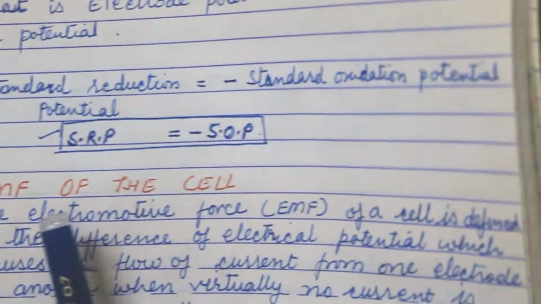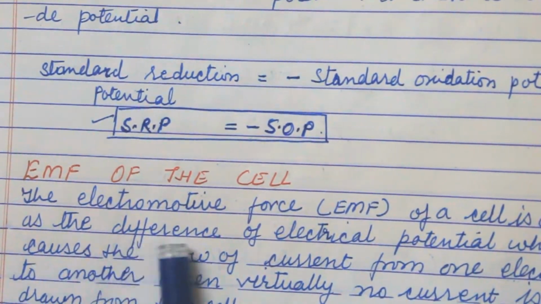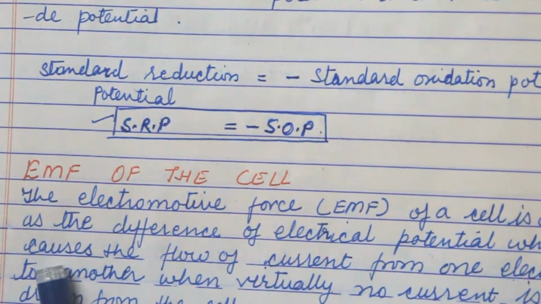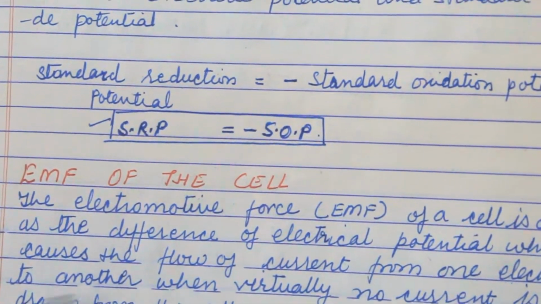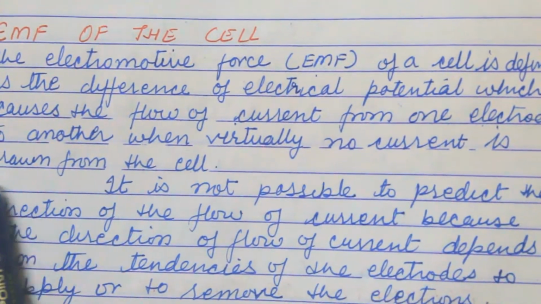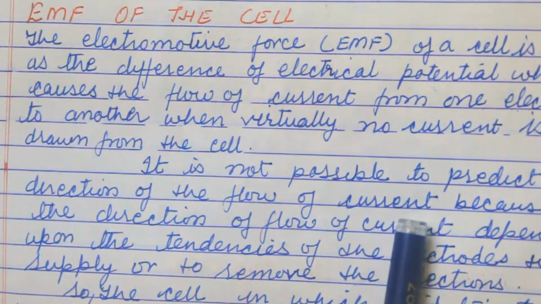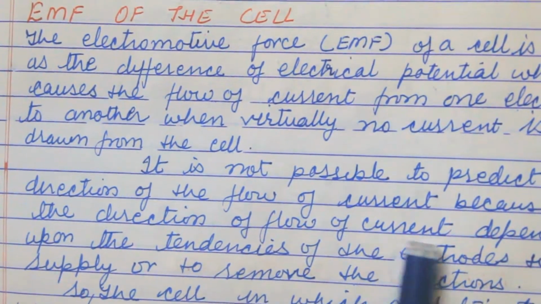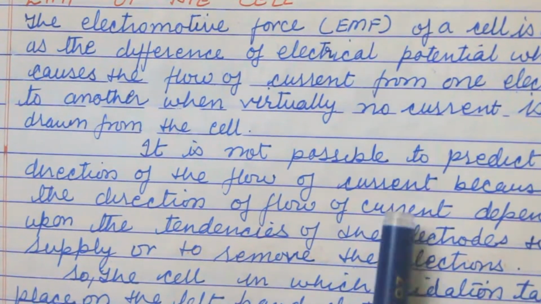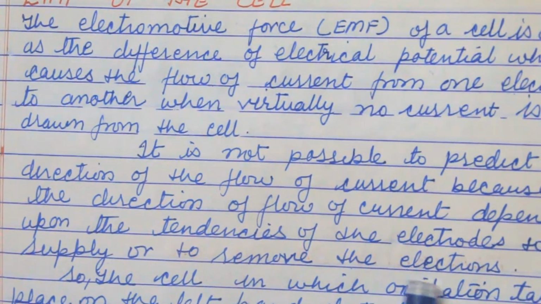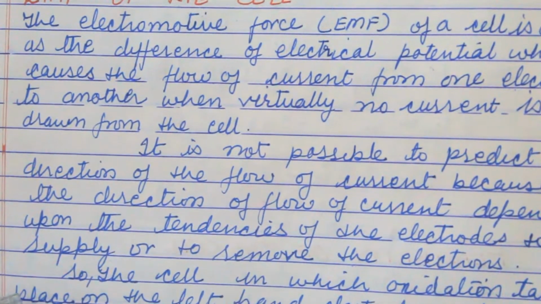The full form of EMF is electromotive force of the cell, defined as the difference of electrical potential which causes the flow of current. The EMF of the cell causes flow of current from one electrode to another when virtually no current is drawn from the cell. It is not possible to predict the direction of flow of current because it depends upon the tendency of the electrode to supply or to remove electrons. The direction of current depends on the electron. Only when the electron flow is there, then the current flow is there in the cell.